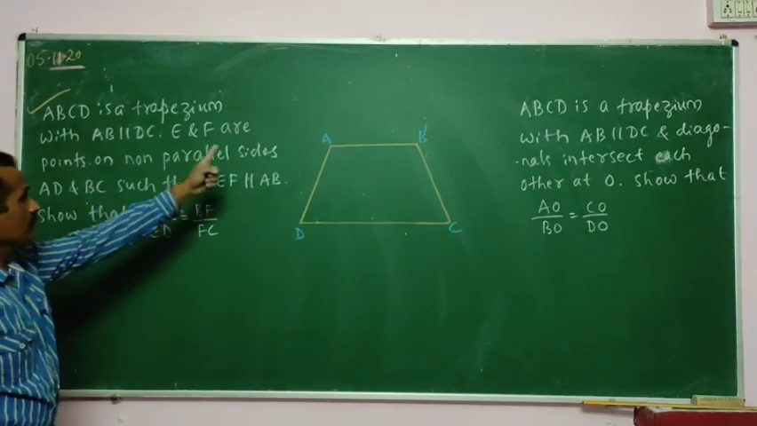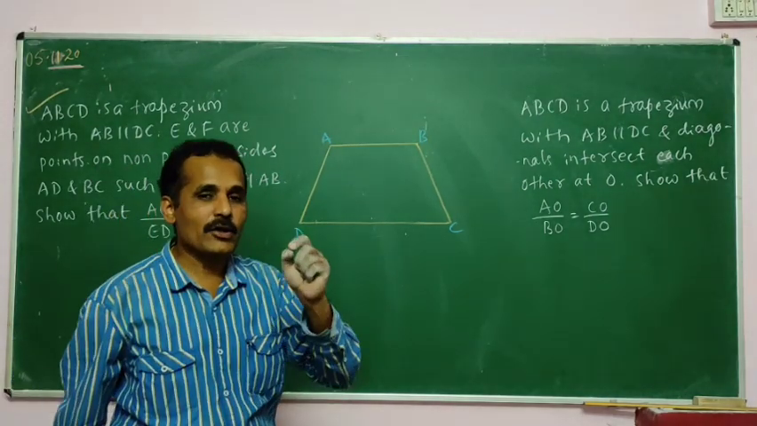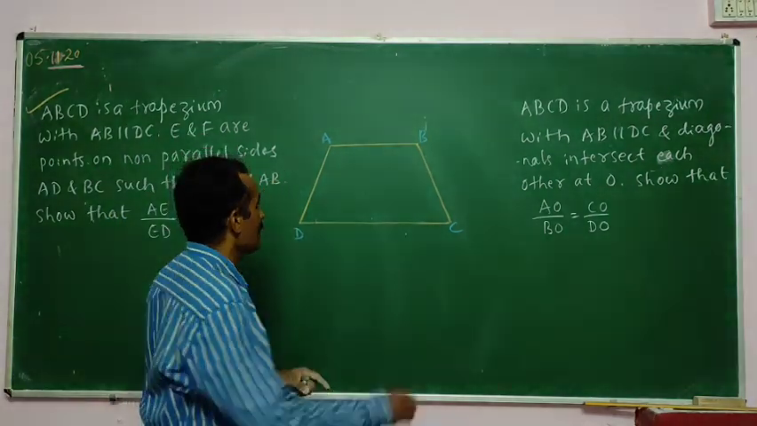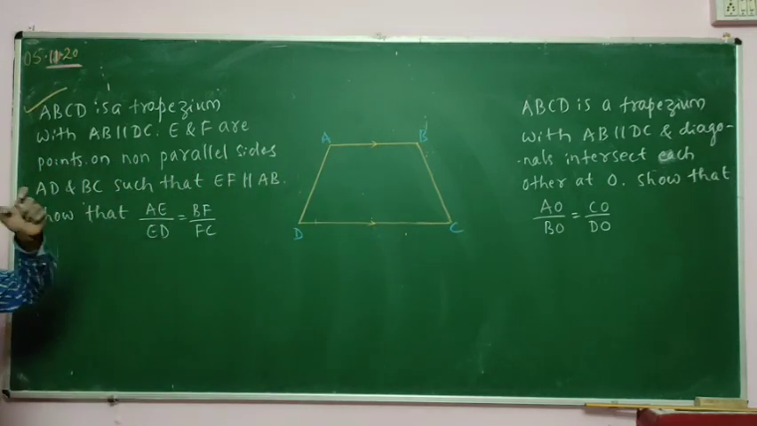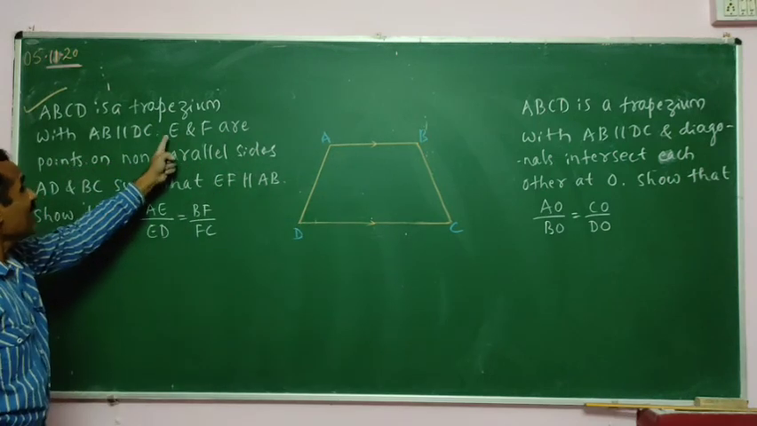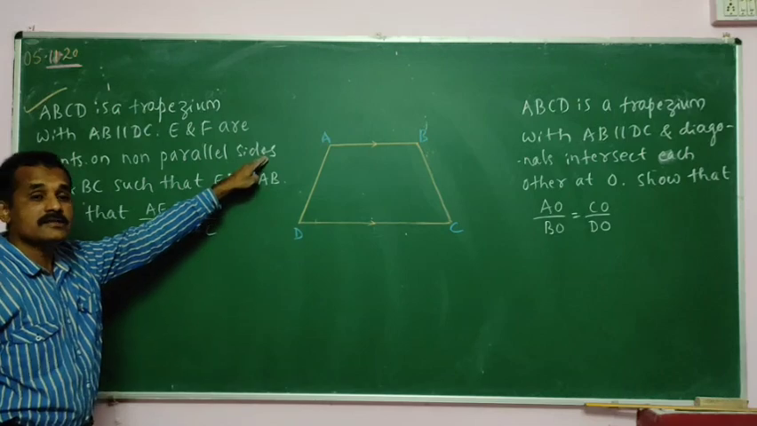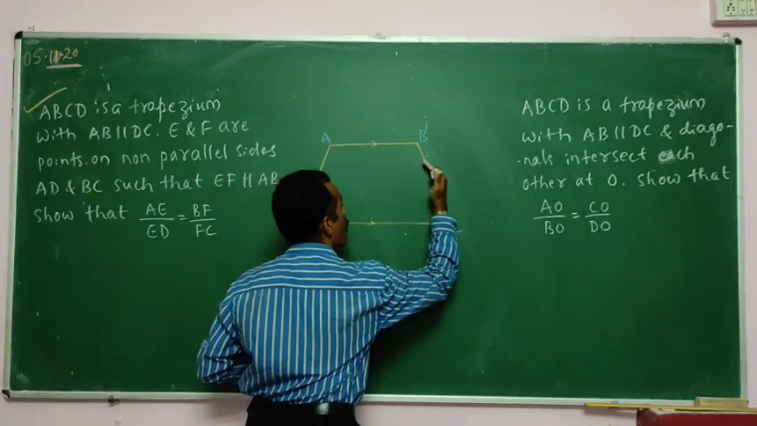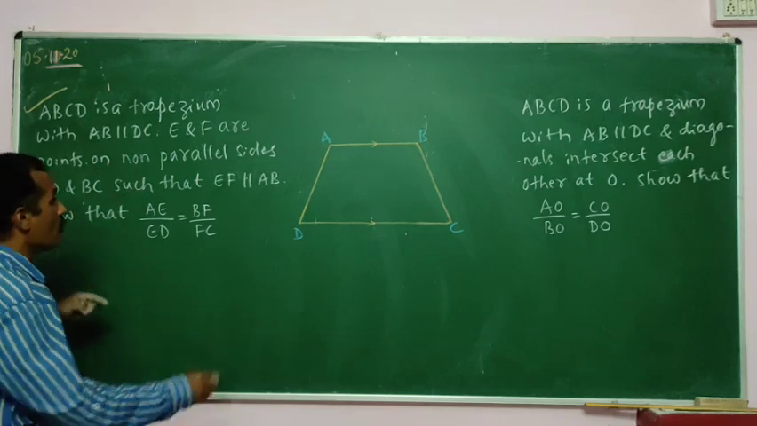ABCD is a trapezium. You know the properties of a trapezium: one pair of opposite sides are parallel. These are the two parallels. AB is parallel to DC. E and F are the points on the non-parallel sides. These are called the non-parallel sides, and E and F are the points.